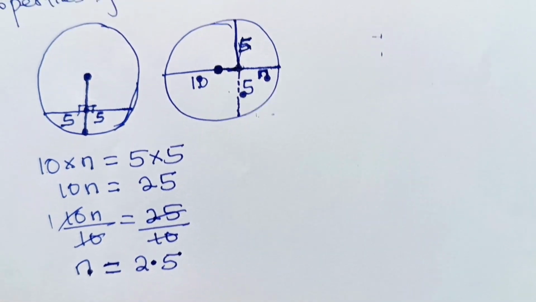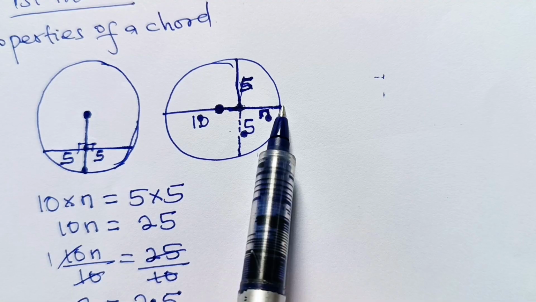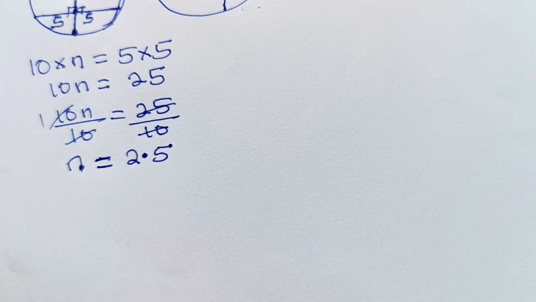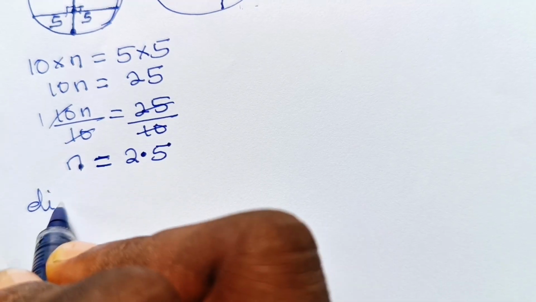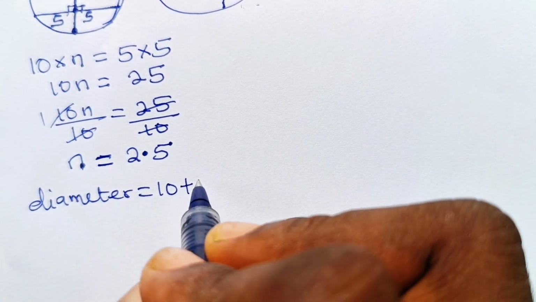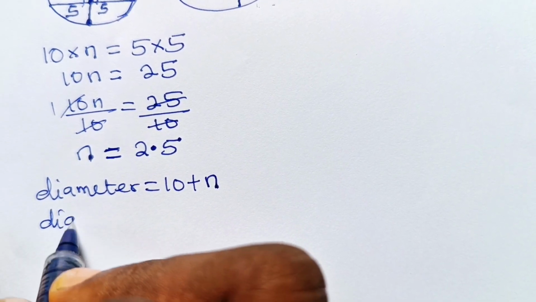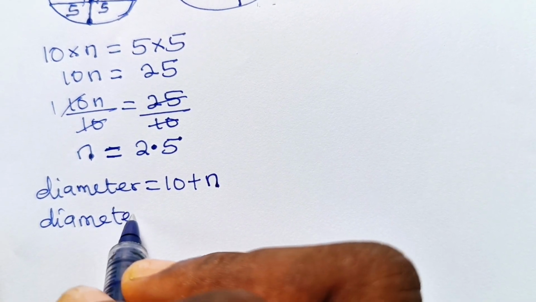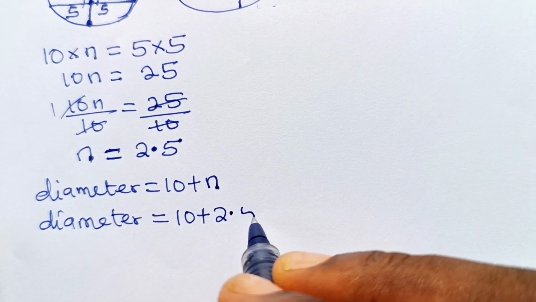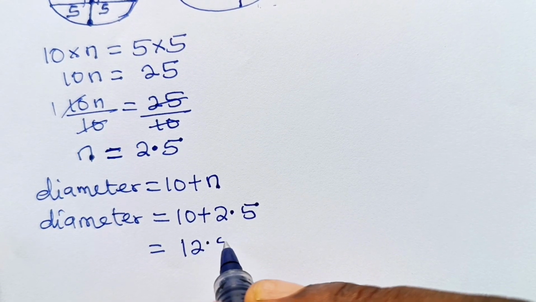Now let's go back. Remember that the diameter of this circle is from here to here, so the diameter will be 10 plus n. So we have the diameter is equal to 10 plus n. So it simply means that the diameter is equal to 10 plus 2.5. So this is equal to 12.5.